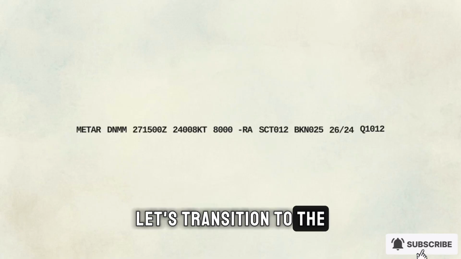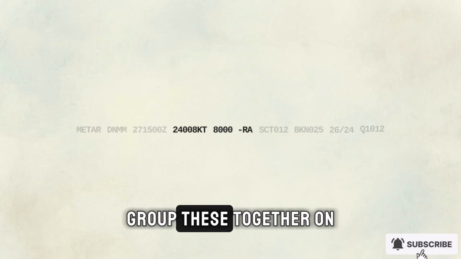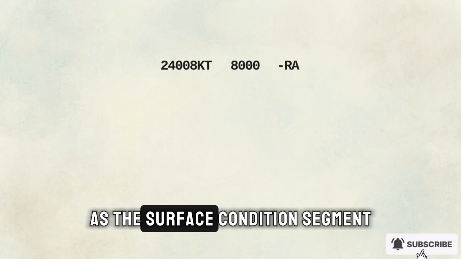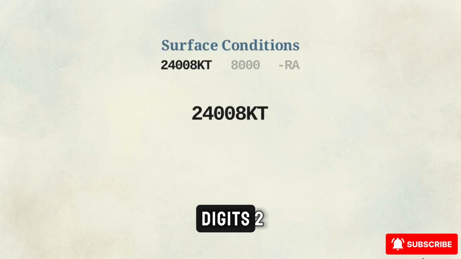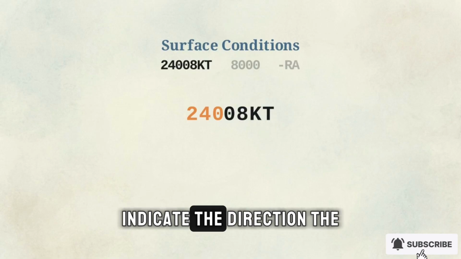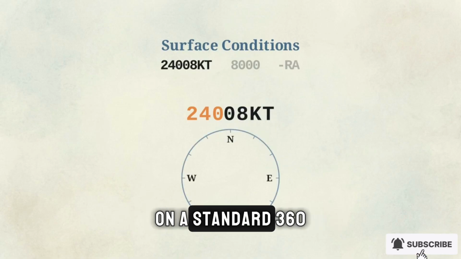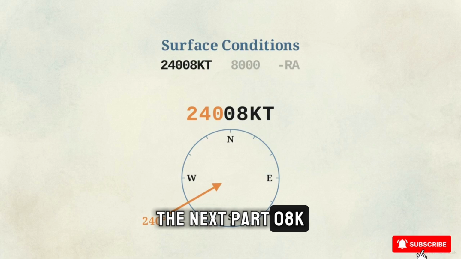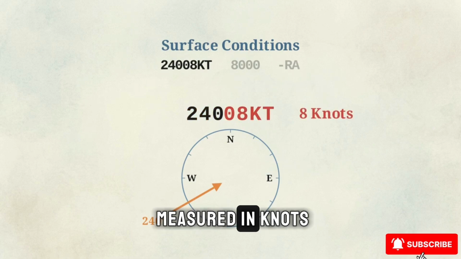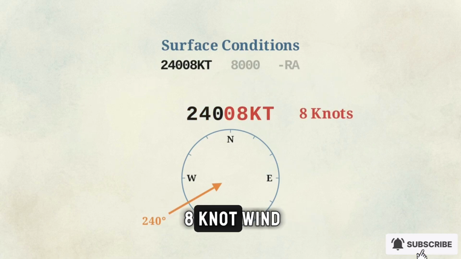Let's transition to the next 3 blocks of code. Group these together on your notepad as the surface conditions segment. We begin with the wind. The first 3 digits, 240, indicate the direction the wind is blowing from on a standard 360-degree compass. The next part, 08K, is the wind speed, measured in knots, so we have an 8-knot wind.